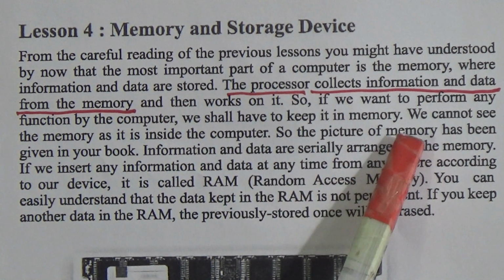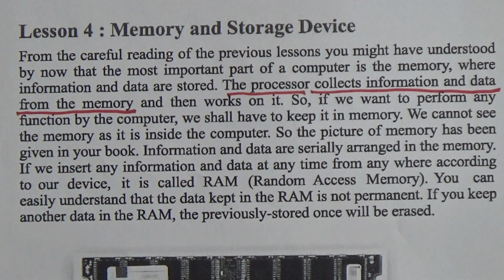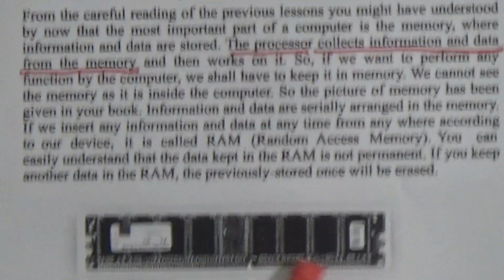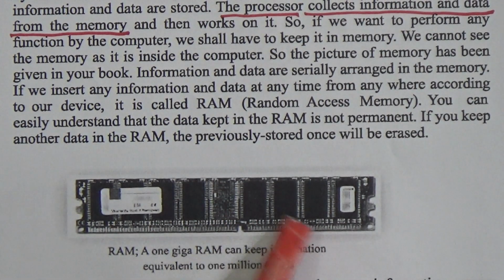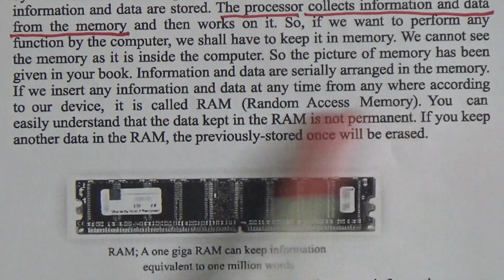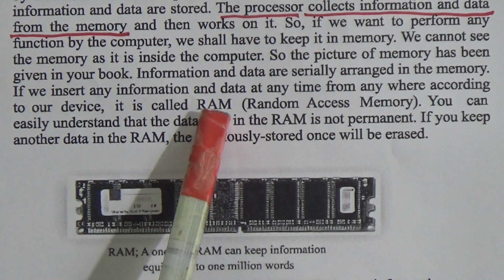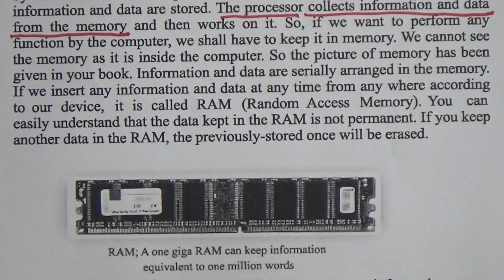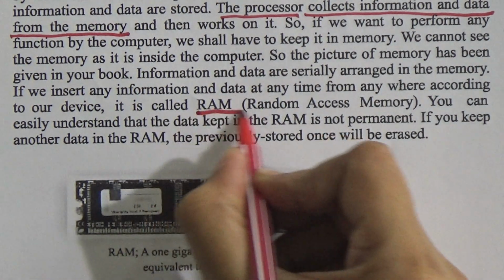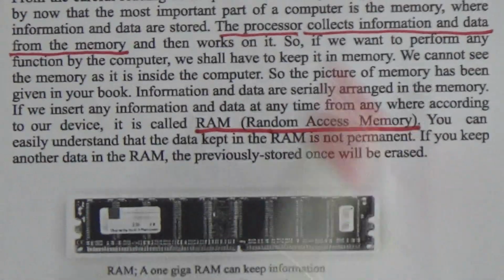So, the picture of memory has been given in your book. It is a picture about memory that is given in your book. Data at any time from anywhere according to your device. It is called RAM. Full form of RAM is random access memory. It is very important for you. RAM, full form of RAM is random access memory.